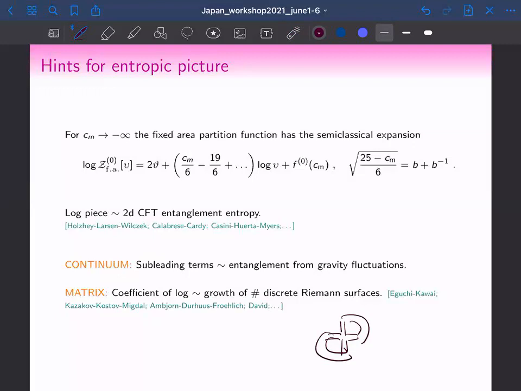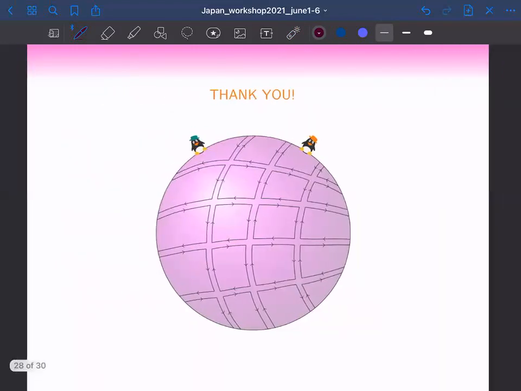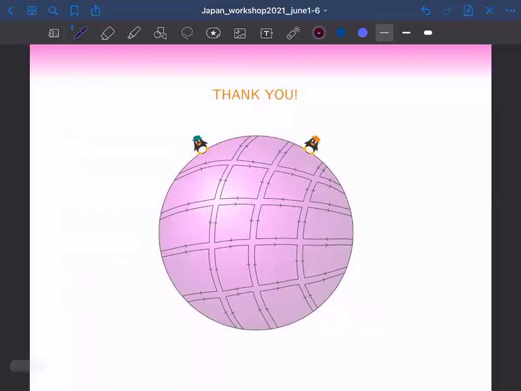Very good. I think I'm on time, so I will not get into the timelike level, even though I have it here, but maybe for later. I think that's it. So we are at the two-sphere, and I think penguins are amazing creatures. So thank you very much.